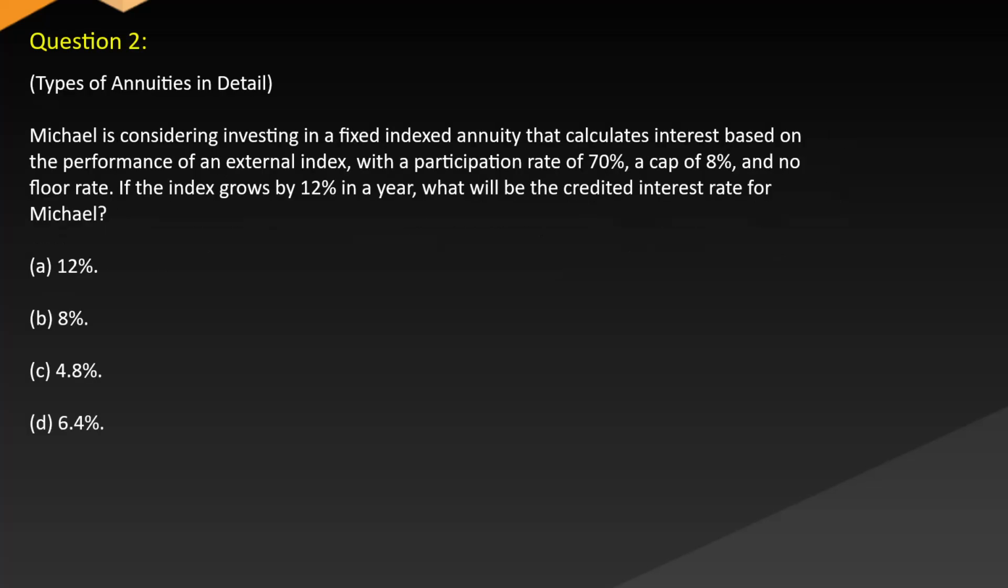Question 2. Types of annuities in detail. Michael is considering investing in a fixed indexed annuity that calculates interest based on the performance of an external index with a participation rate of 70%, a cap of 8%, and no floor rate. If the index grows by 12% in a year, what will be the credited interest rate for Michael? A. 12%, B. 8%, C. 4.8%, D. 6.4%.